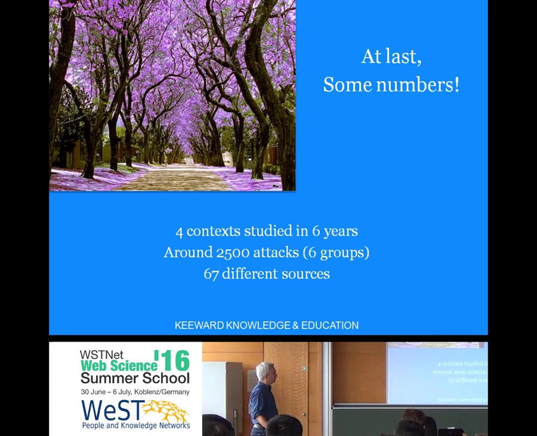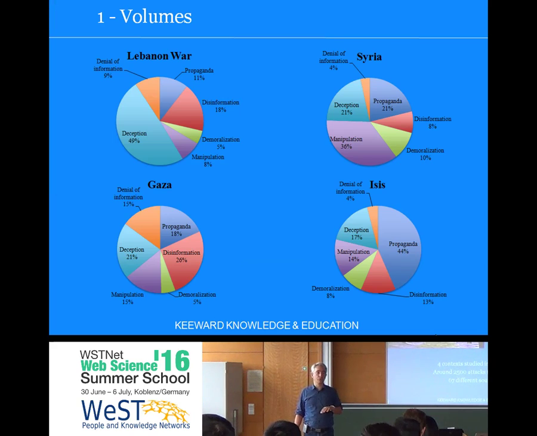A few numbers, and I don't want to go into too many numbers, but we studied those four contexts over 6 years. We have a list of around 2,500 attacks, grouped by the six dimensions that I mentioned. And we analyzed 67 different sources, from websites to forums to data sets and things like that.